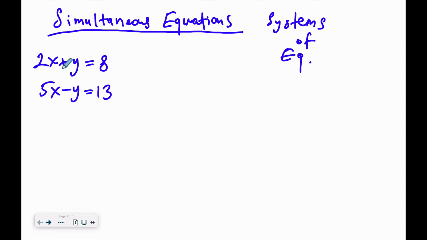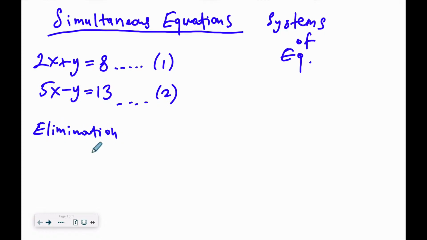As you can see here, we have plus y and minus y. So you might think, maybe we can get rid of the y's. Let's call this the first equation and this the second equation. This positive y and negative y can be eliminated, and this is called the elimination method. Basically we will get rid of the y's. How? I'll show you guys.